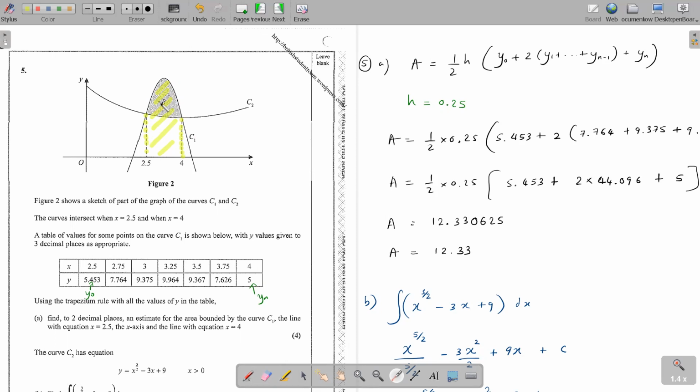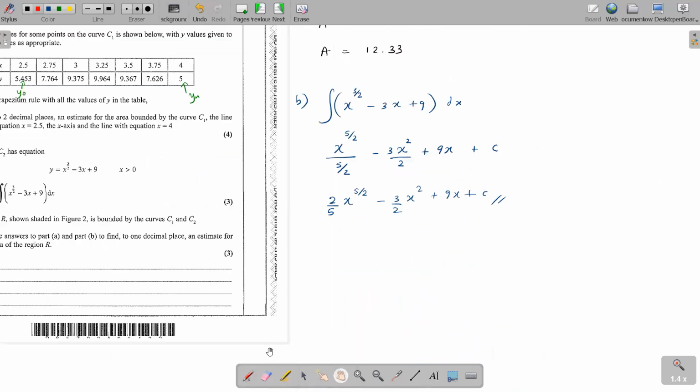Now to get the shaded area, you can agree with me that I need the area under curve 2, isn't it? I need the area under this curve 2, so I need this red area. From the full area 12.33, if I subtract this red area, I can end up getting the shaded region R. So simply I need to get the area under curve 2. The curve 2 equation is given. All we need to do is integrate our curve 2 between 2.5 and 4.